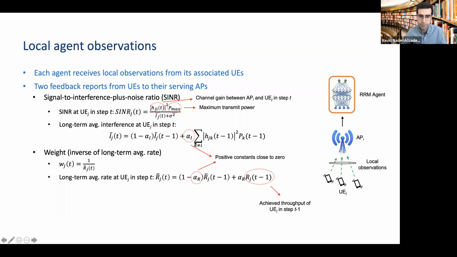These constants alpha I and alpha R are positive constants that are close to 1, like 0.99, for example, depending on the time variation, or the smoothness of variations, that we want to have for each of these terms.